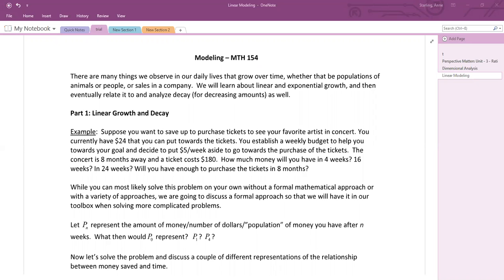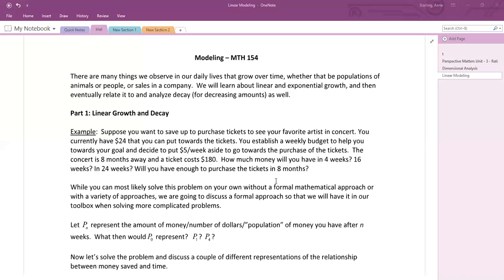You want to purchase tickets to see your favorite artist in concert. You have $24. You're going to do a weekly budget, setting $5 aside, and how quickly will it take you to get $180? Will you have enough in 4, 16, 24 weeks, etc.? And will you have enough at that 8-month period? So you could probably solve this on your own. Just take 24, add 5 repeatedly until you get to your 180. Or you could start with the 180 and subtract.